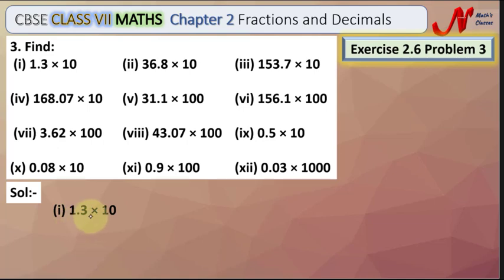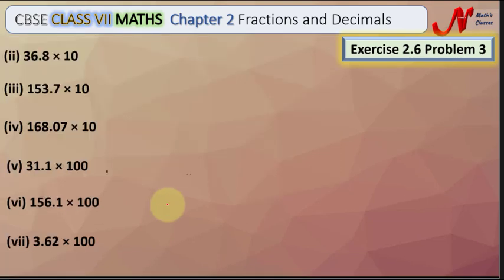It is given that 1.3 into 10. Here we have only 1 zero. So we shift the decimal point to the right by one place. So we can write it as 13.0. Next we solve the second bit. It is given that 36.8 into 10. Here also we have only 1 zero, so we shift the decimal point one place to the right. So it can be written as 368.0.